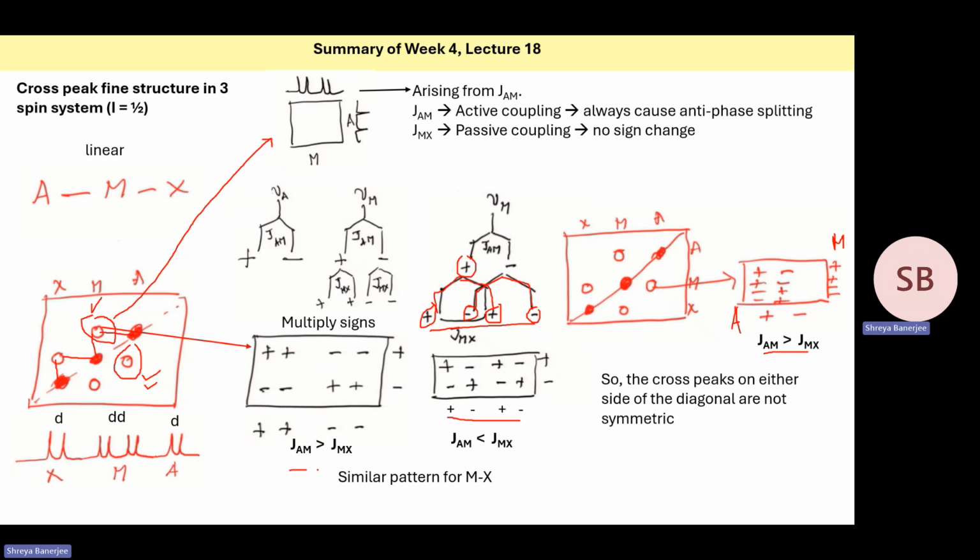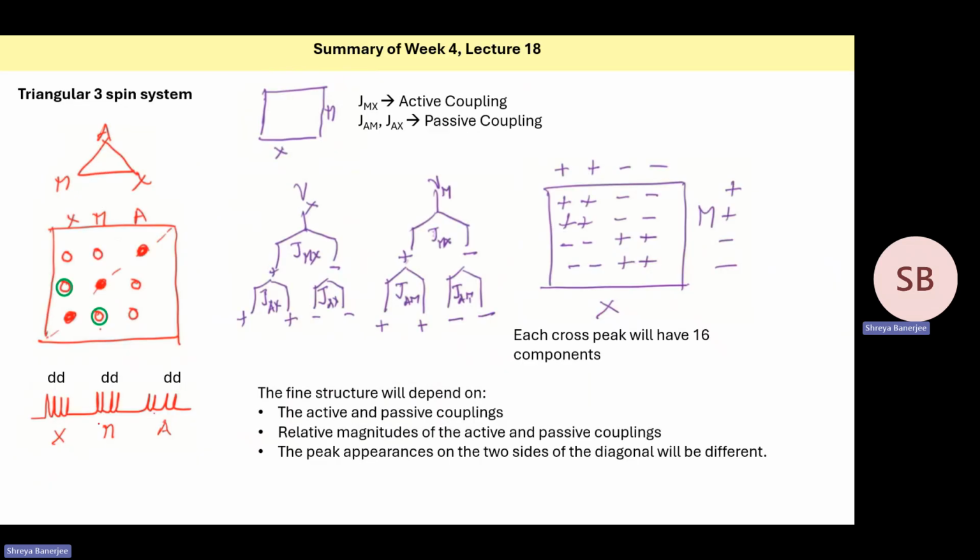So the first case. You can see the fine structure is not the same if we take this as case 1 and case 2. So on either side of the diagonal, the peaks are not symmetric. They have different fine structure. So this is all about the linear three-spin system.